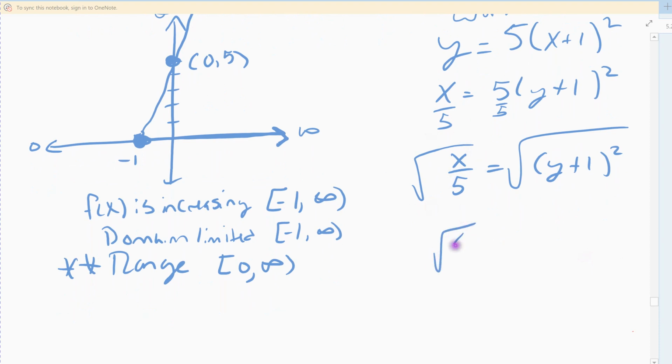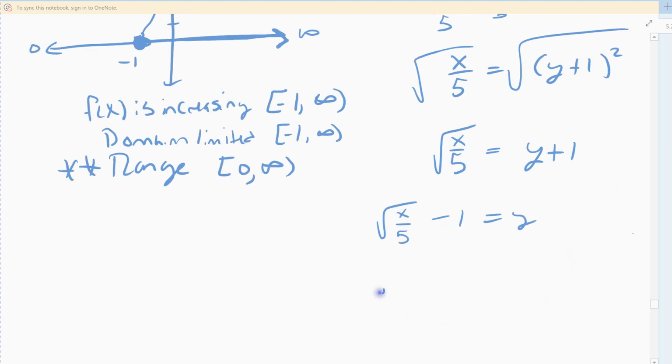So positive square root of x divided by 5 equals y plus 1. So I got rid of the squared. Now move the 1 over. Square root of x divided by 5 minus 1 equals y. And there's my inverse. f inverse of x equals square root of x divided by 5 minus 1.